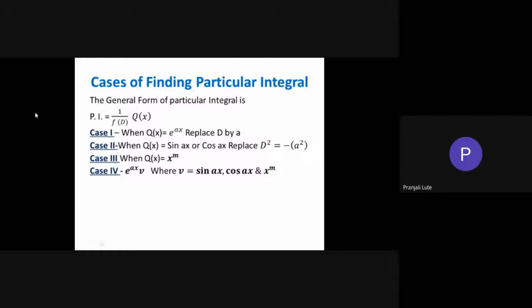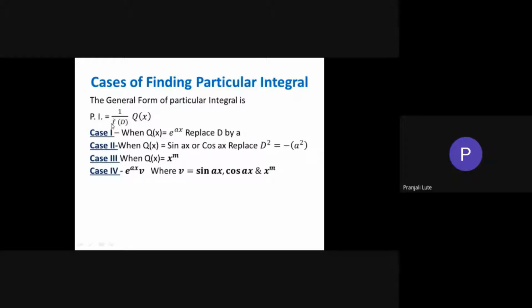So this is the summary of cases of finding particular integral. The general form of particular integral is: particular integral equals 1 upon f of D into Q of x.